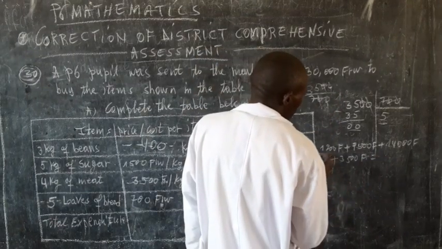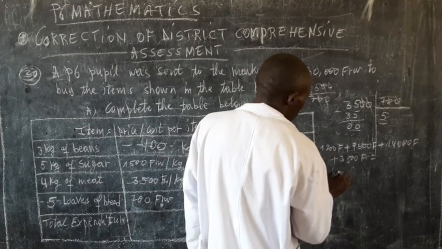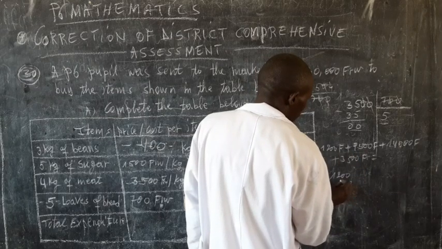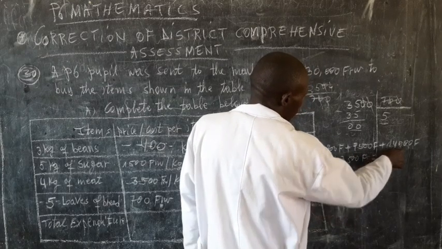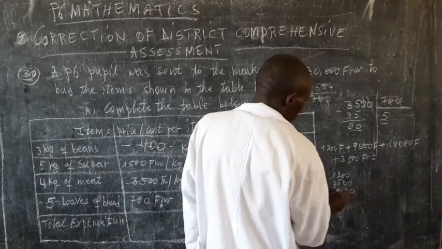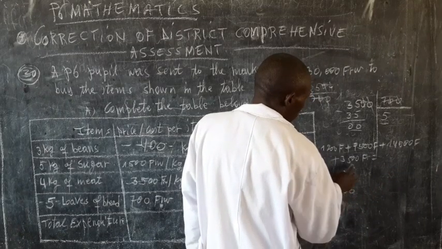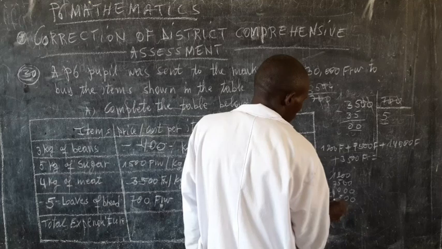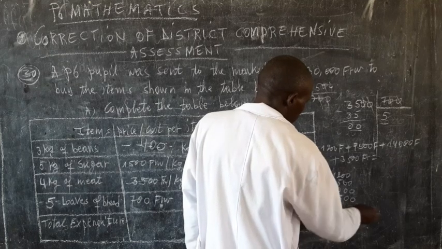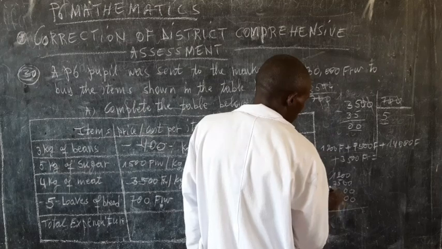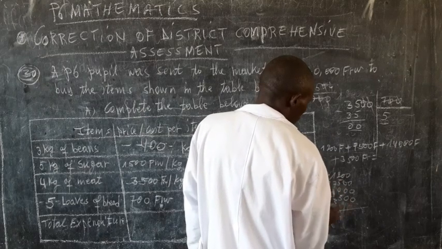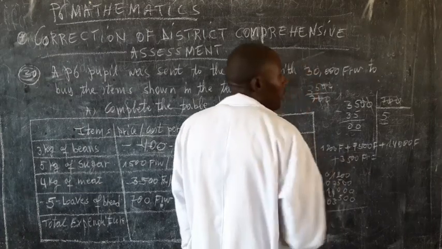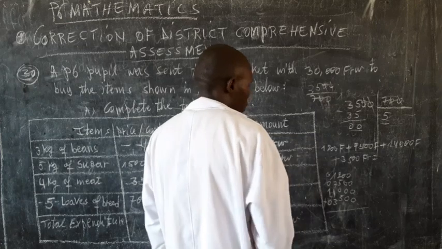So we need to add this one, 1,200, 7,500, 14,000, and 3,500. Then plus. Here I may put 0, 0, 0 in order to have equal digit place value.